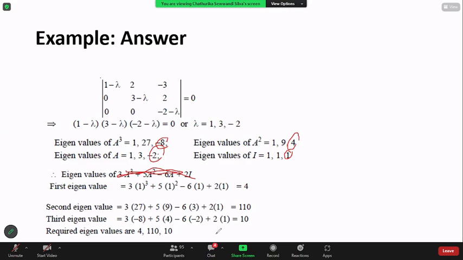Right? So this is another intermediate type of question that you will get in your final paper in order to check whether you know the properties of eigenvalues.